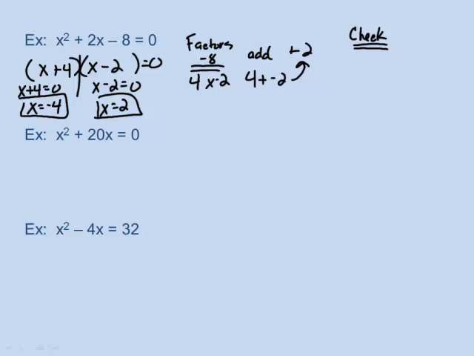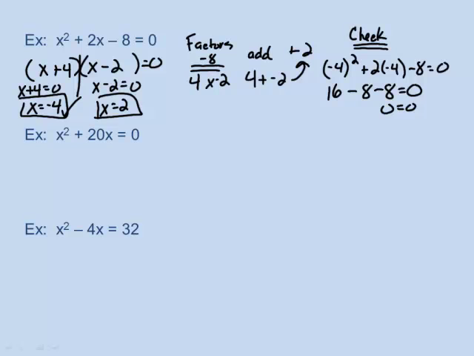If we want to check x equals negative 4, we'd get negative 4 squared plus 2 times negative 4 minus 8 equals 0. Negative 4 times negative 4 is a positive 16. Minus 8 equals 0. 16 minus 8 is 8. 8 minus 8 is 0. 0 equals 0. This one looks good.